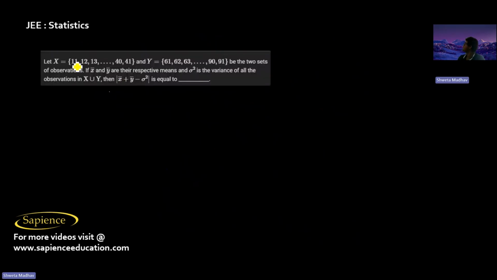And here it is told X is the set of observations 11 to 41 and Y is from 61 to 91. Be the two sets of observations, X bar and Y bar are the respective means, and sigma square is the variance of all the observations in X union Y. Then mod of X bar plus Y bar minus sigma square is equal to.